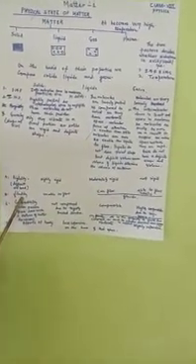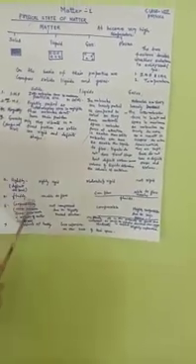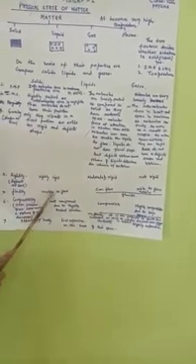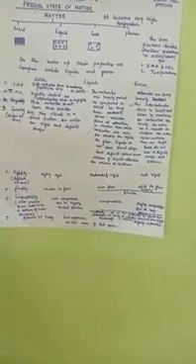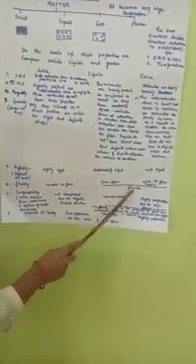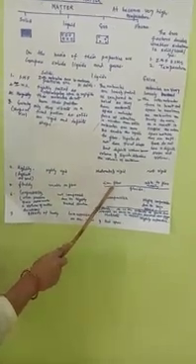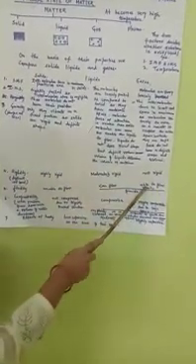Fifth point is fluidity. What is the meaning of fluidity? Fluidity means able to flow. Solids are unable to flow. But we know that liquids and gases in combination are called fluids. So liquids can also flow and gases can easily flow.